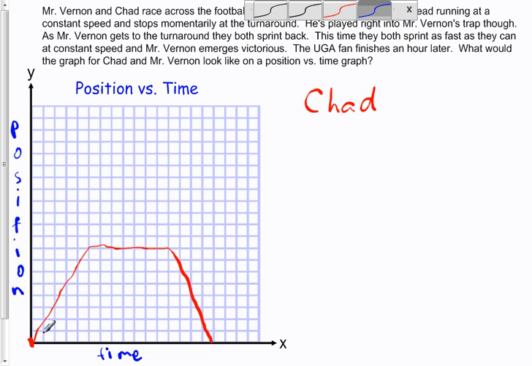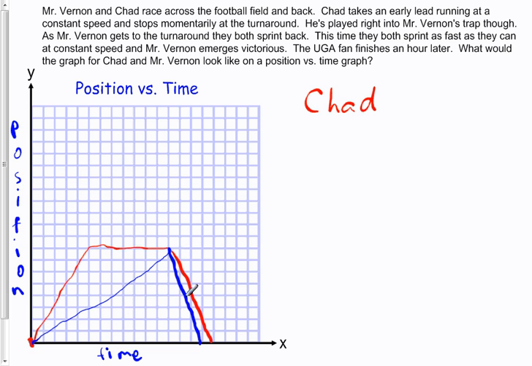So Mr. Vernon, on the other hand, starts off slower than Chad. So Chad thinks he's got this thing won. And then he gets to the turnaround point, and that's where they both turn back as fast as they can. So they both start from the other side, and this time Mr. Vernon goes as fast as he can, and he makes it back in a shorter amount of time.